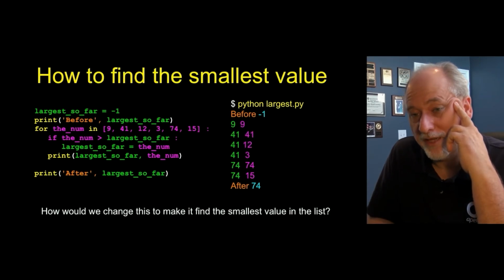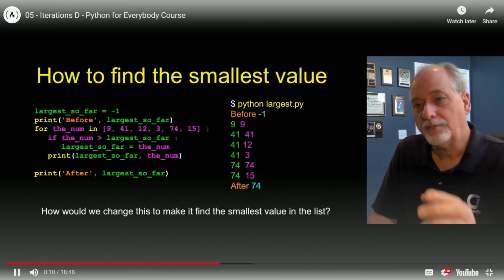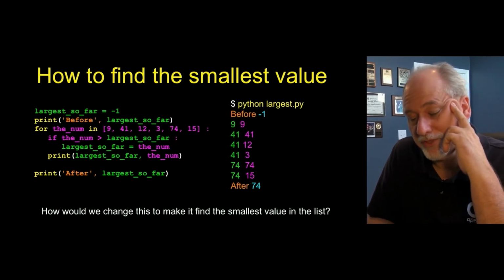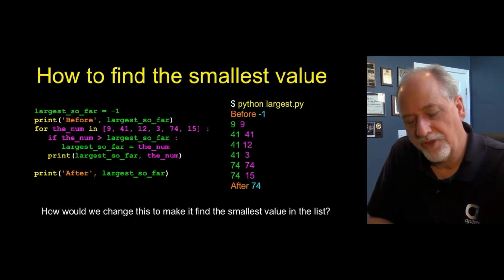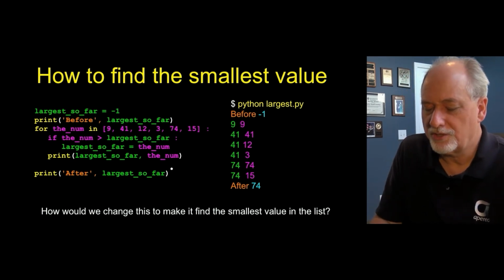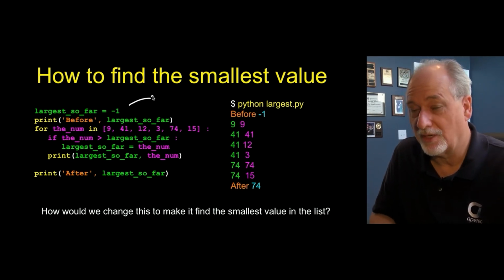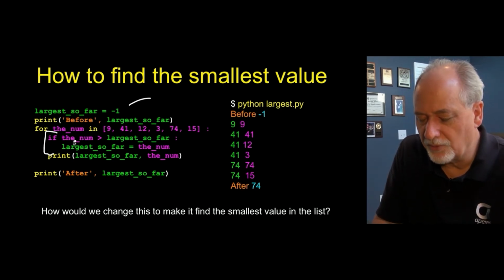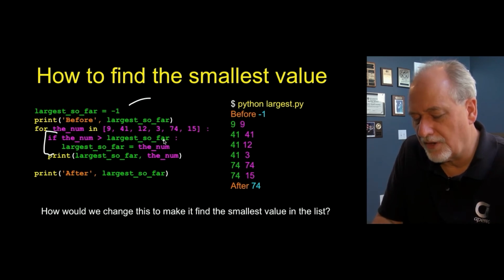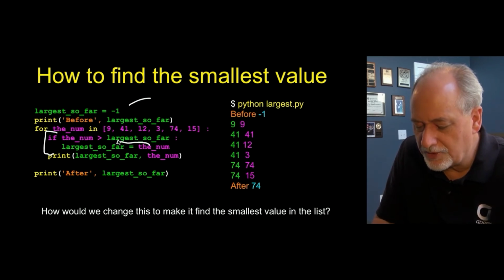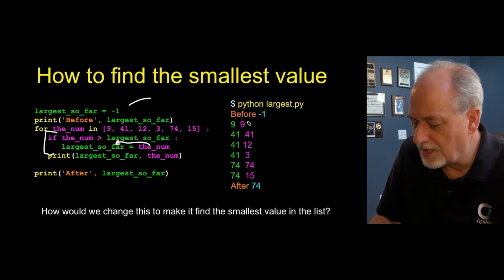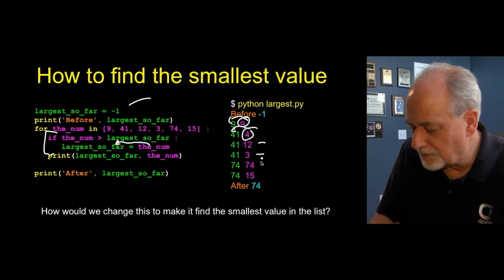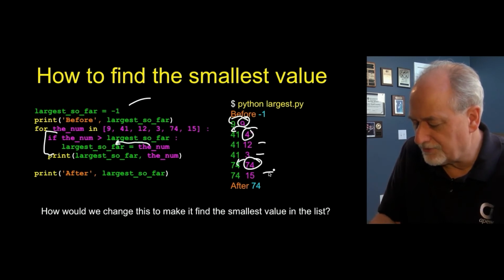Look back at the largest value. Let's look back at the largest value that we started out with. Largest so far is a kind of running total, our hypothesis of the best large number. We have this if statement that says if the number we just see right now is greater than the largest so far, then capture it. When we see 9, it's better, we capture it. We see a 41, it's better, we capture it. We capture the 74, and we don't capture the 15, and that's how we do it.